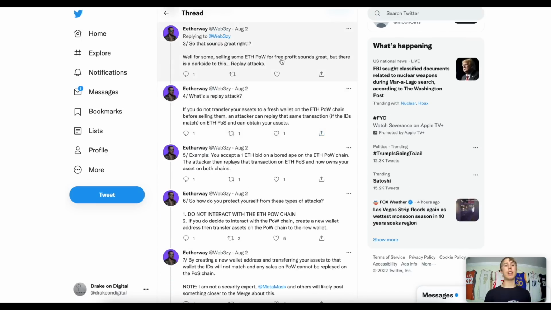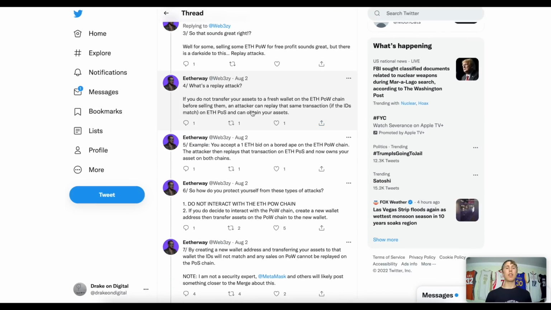Now, what you need to be careful of is replay attacks. This is how a replay attack can occur. If you don't transfer your assets to a fresh wallet on the ETH proof of work chain before you sell them, an attacker can replay the same transaction if the IDs match on the ETH proof of stake chain and they can take your assets. An example of what this would look like is if I accept a 1 ETH bid on a Bored Ape on the ETH proof of work chain, the attacker then can replay the transaction on the ETH proof of stake chain, and now he owns assets on both chains.